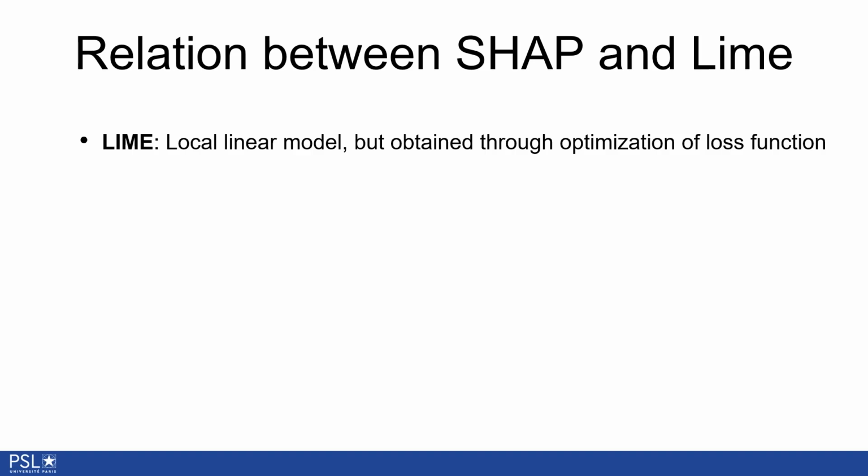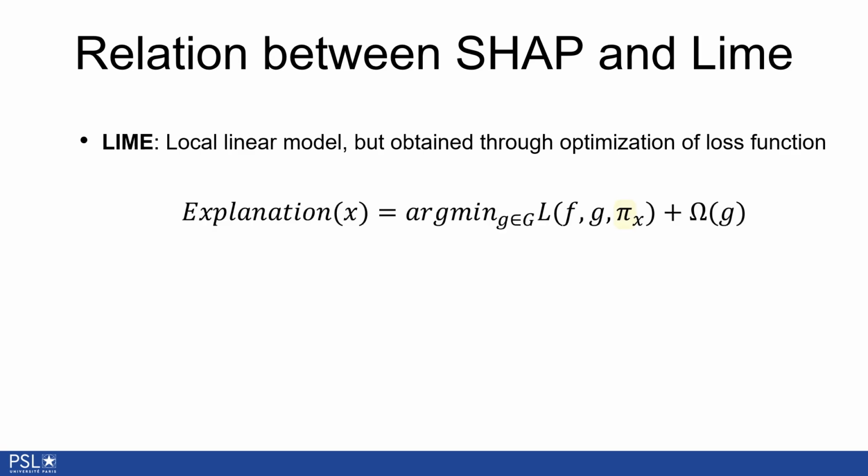When introducing SHAP, I said that it was closely related to LIME. But what exactly is this relation? To understand the relation between LIME and SHAP, let's go back to the definition of LIME. LIME built a local linear model close to the instance of interest, and this is very similar to SHAP. However, remember that LIME built this local linear model by optimizing the loss function written here.